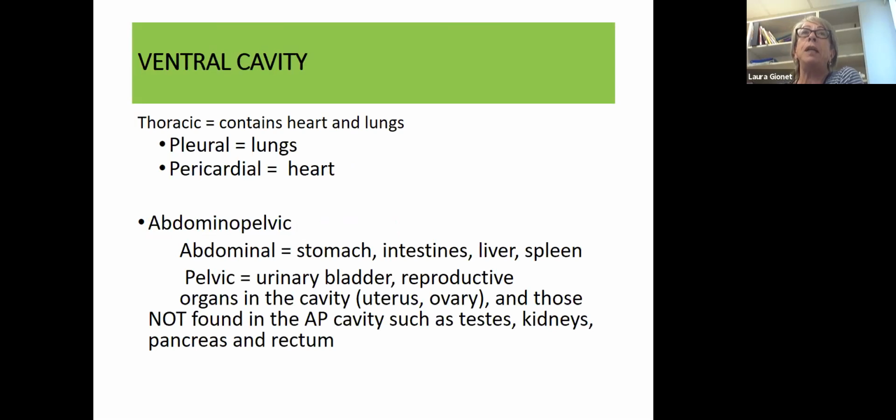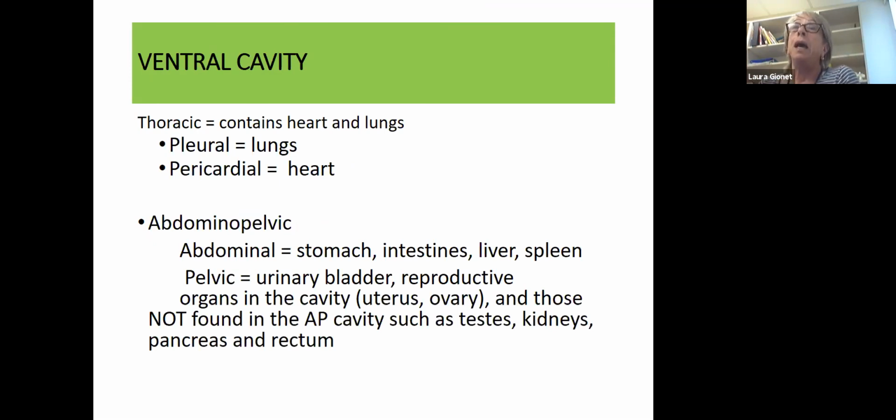The ventral cavity includes the thoracic and the abdominal pelvic cavities. So the thoracic cavity really contains two other cavities, right? The pleural and the pericardial. The pleural means lungs and pericardial for the heart. So those are the two subcavities within the entire thoracic cavity. The abdominal pelvic cavity contains many of the organs found in the abdominal pelvic area.